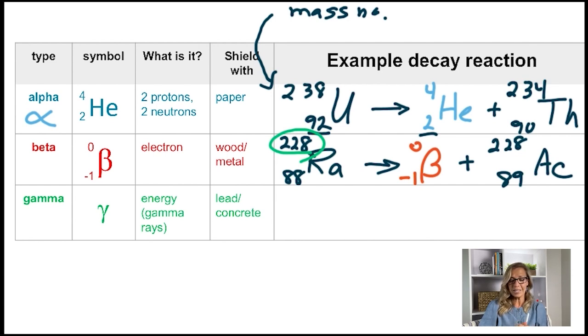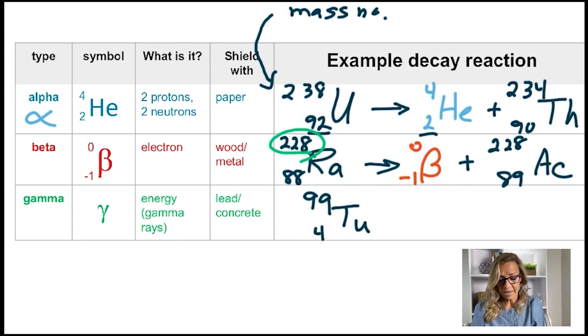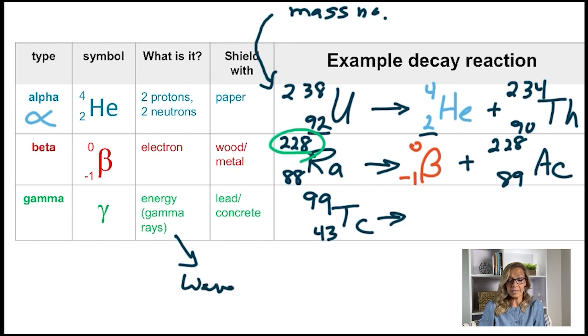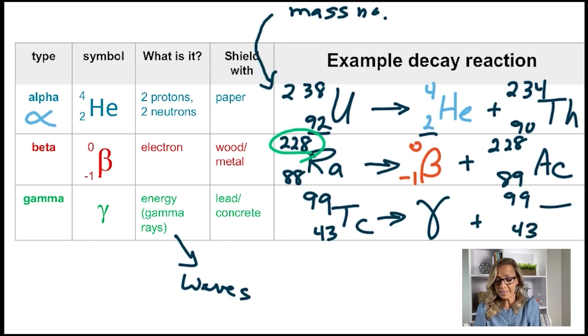All right, the last one is super easy, gamma. If we start with a radioisotope of Tc-99, and we emit gamma rays, now, gamma rays aren't particles at all. They're just waves. It's gamma radiation. We can just put our gamma, and guess what it becomes? It's the same thing. All it did was lose a bunch of energy with gamma rays.